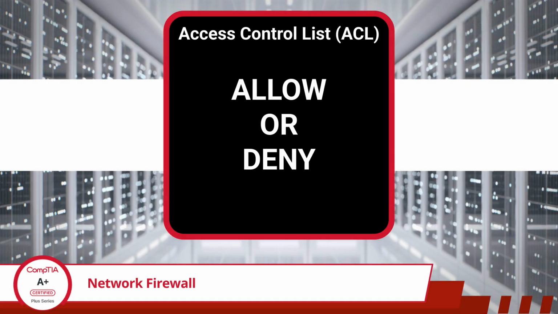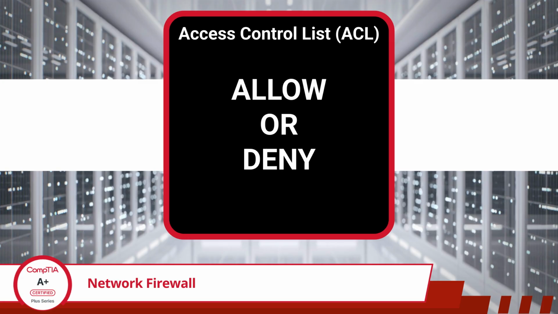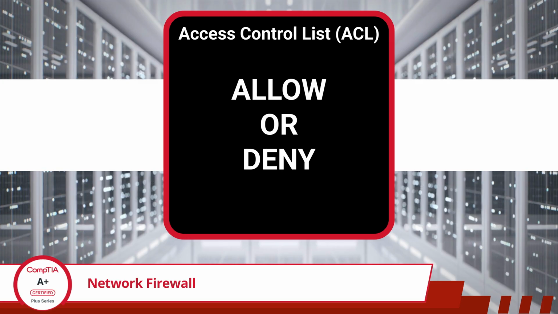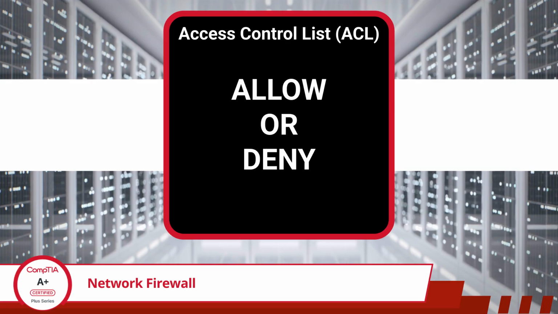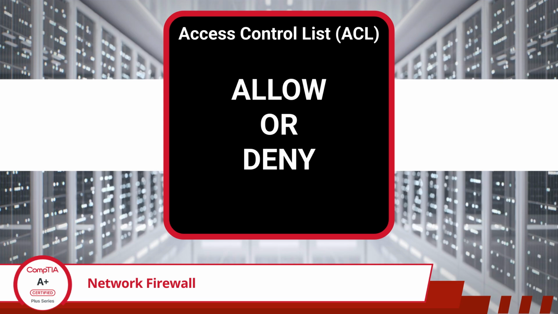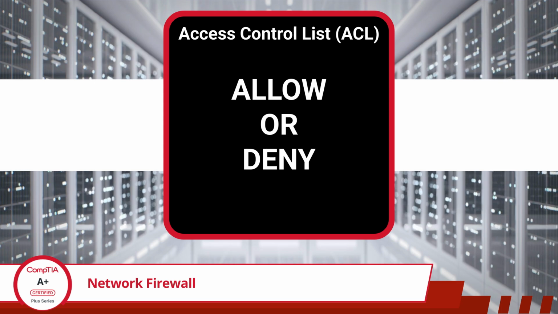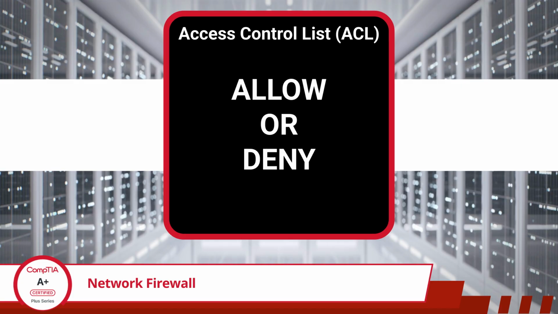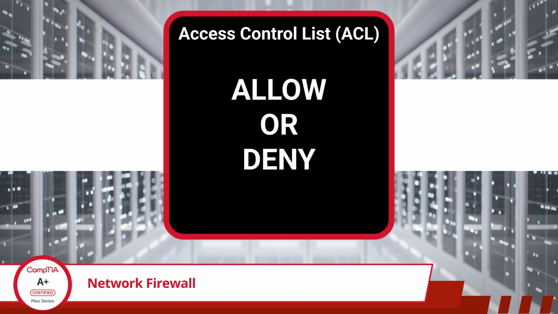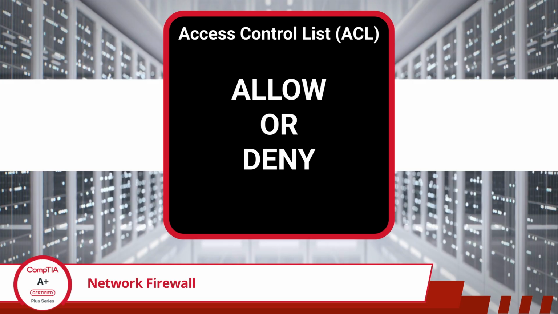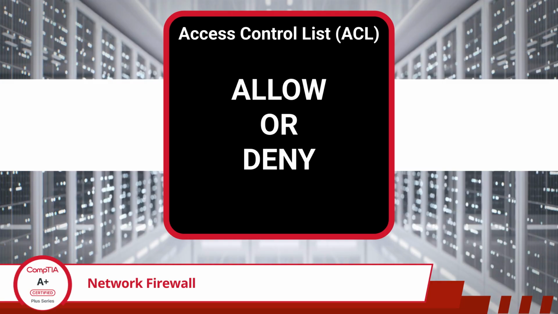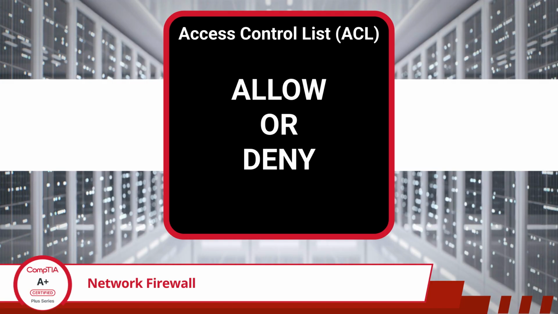The security rules and policies used by network firewalls are often implemented using a mechanism known as an access control list, or ACL. An ACL defines the specific criteria that determines whether network traffic will be allowed or denied by the firewall. Access control lists are essentially a set of rules that dictate what types of network traffic are permitted and what types should be blocked.